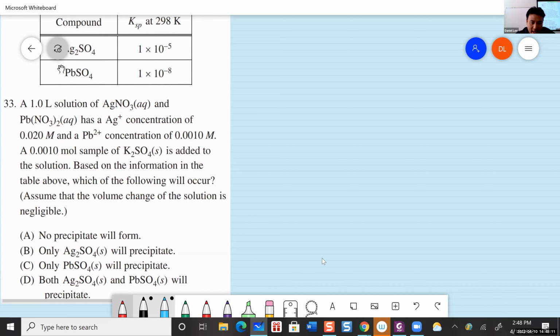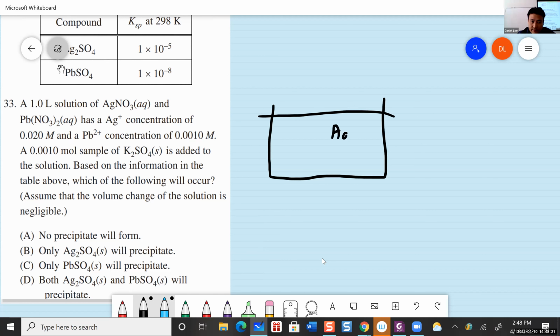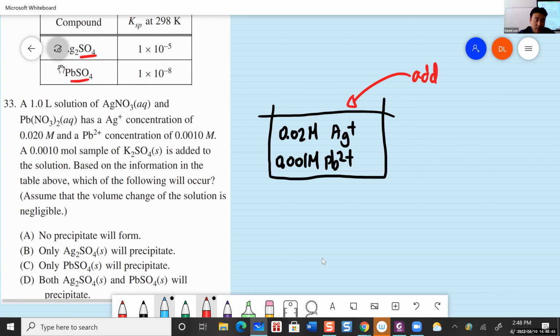We need to visualize this if you're not good at these questions. Here's the visual. We have a container that contains two ions. You have Ag nitrate, which is 0.02 molar. You also have Pb nitrate. I don't care about the nitrate, I care about Pb2 plus, and your total is 0.001 molar. Don't worry about sig figs. I want to precipitate both of them, so common sense is to add sulfate, because look at the KSP, they both precipitate with sulfate. So that's why you add this, and you add in 0.0010 mole of sulfate. I don't care about potassium because potassium is a spectator.